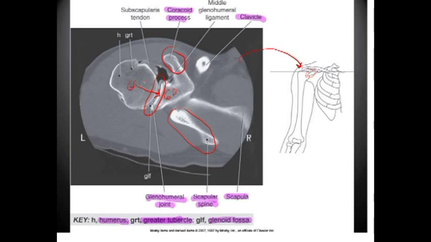Additionally, we have the humerus with the humeral head. We're going to label that as HH, residing in this area. Then we have the greater tubercle, and that's pretty much all that we can actually visualize.